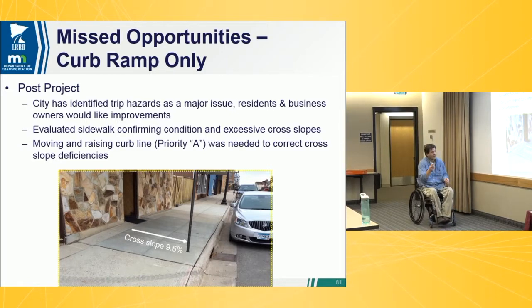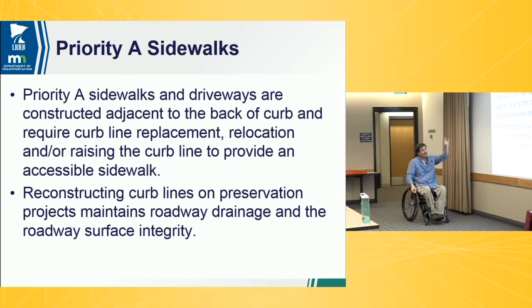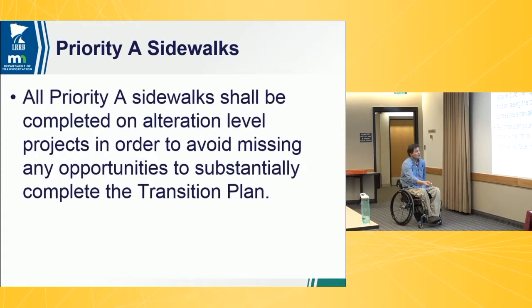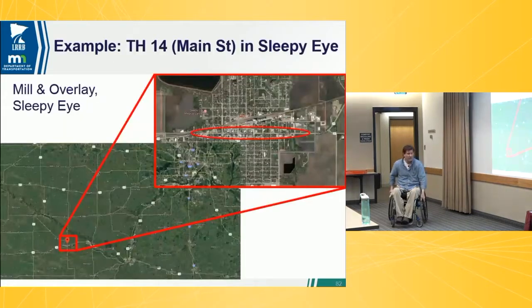So again, missed opportunity. So we're calling that priority A sidewalk, or sidewalk where you need to change the curb line, either raise it or move it to get it to work. We're saying you have to do that on mill and overlays. So you don't want to miss that opportunity, because that's the time to patch it all in, make sure the drainage works, and it can all work as a good roadway system. So that is required in our tech memo, and we need to do that to complete our transition plan, because if we don't do this, we're not going to get to our 20-year goal, and we don't want to leave these sidewalks here forever either.